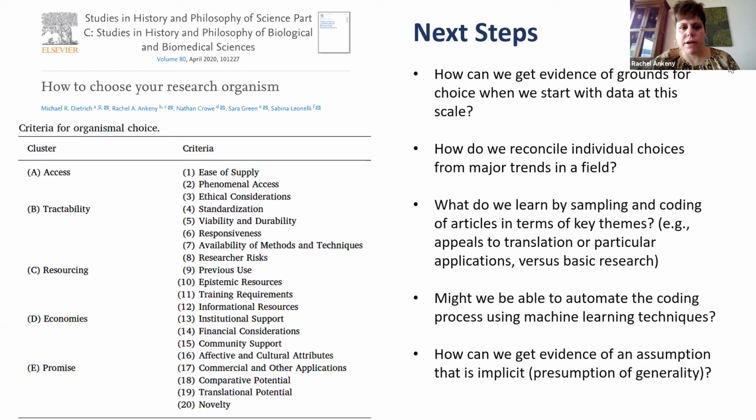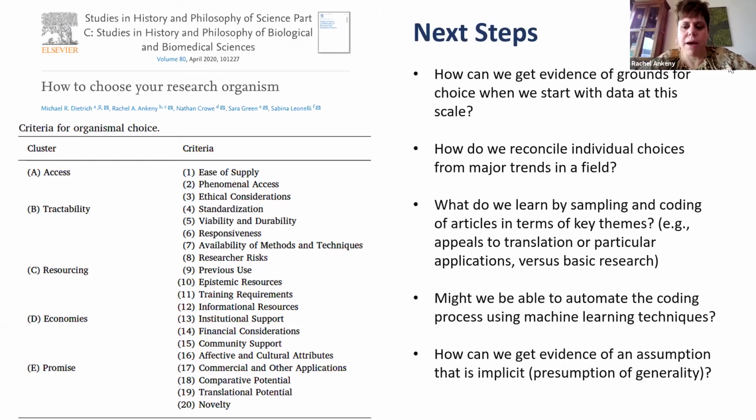How can we reconcile these individual choice stories that we have a lot of with these major trends in the field that we think we get a window into through publications? What do we learn by sampling and coding articles in terms of key themes? That's the next thing we're going to do. We think we're going to have to do that by hand. So yet again, sample and look at what are the sorts of things they're doing? Are they saying this is translation or this is basic research?